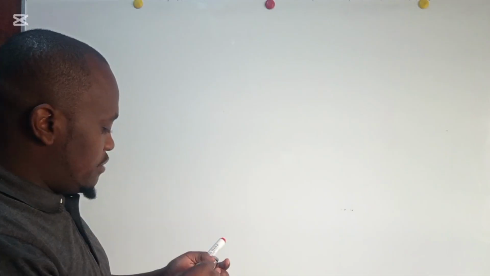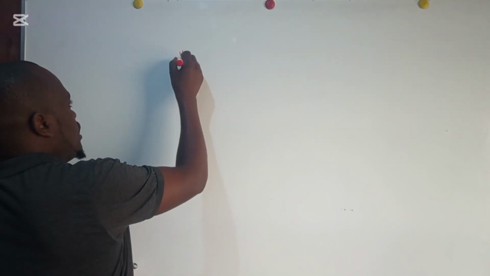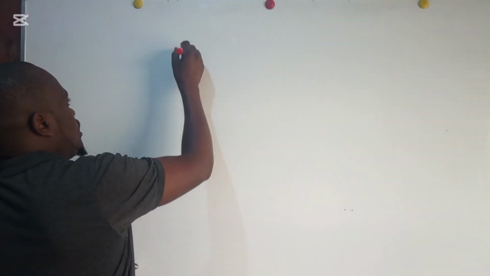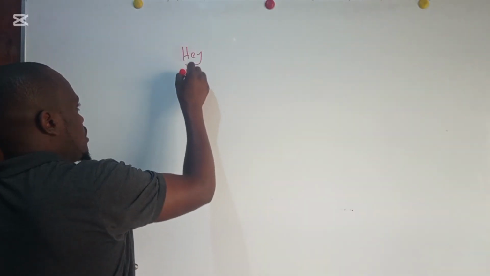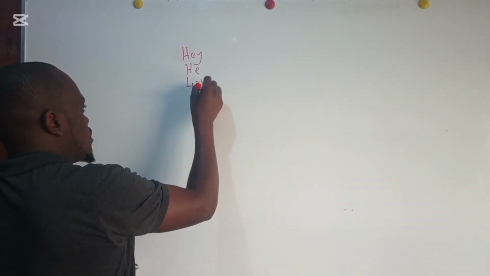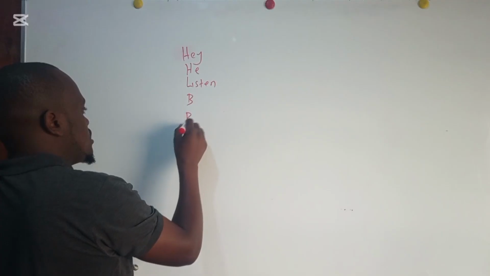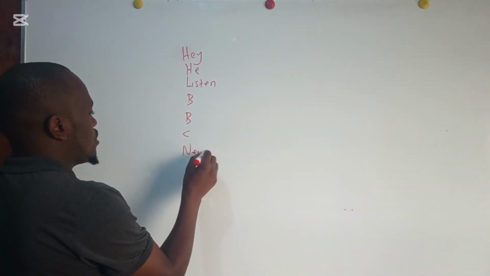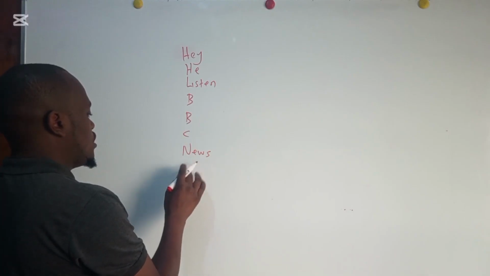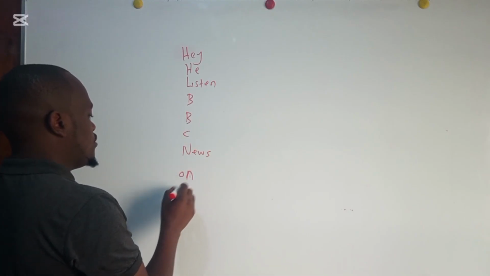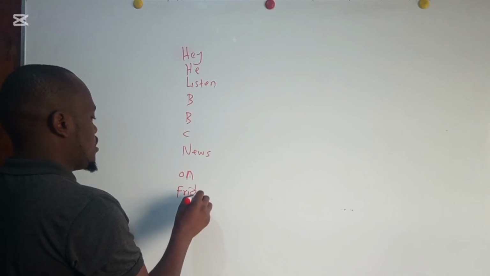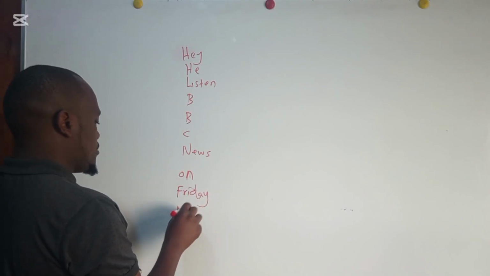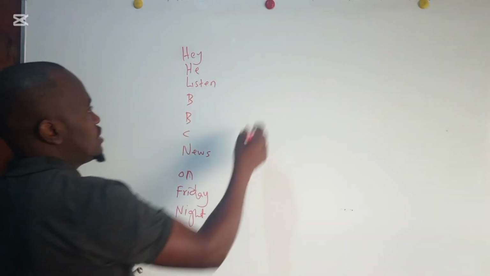To remember the first 20 elements as they follow each other, you sing this song or an acronym. The first one is: Hey, he, listen, B, C, news, on Friday night. So the first 10.